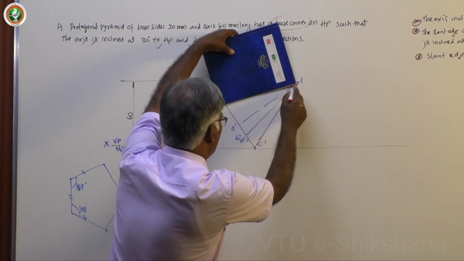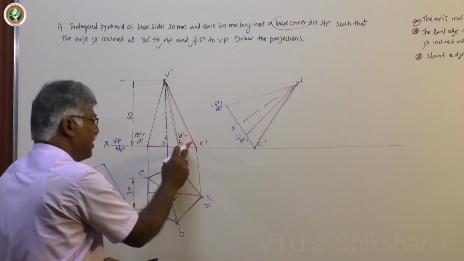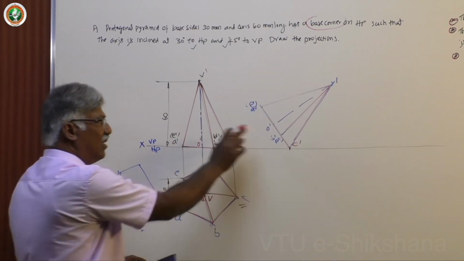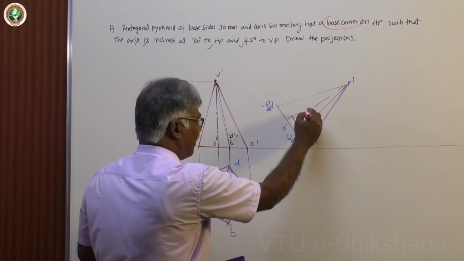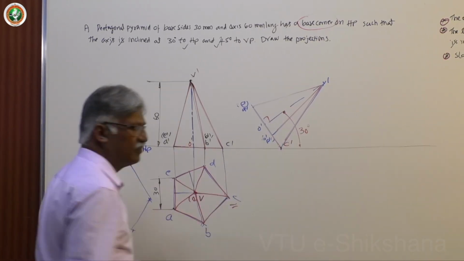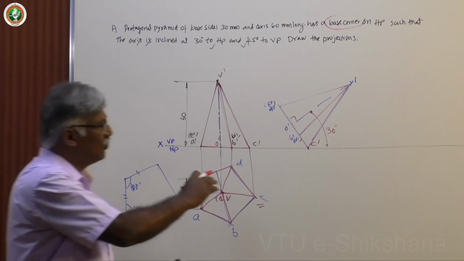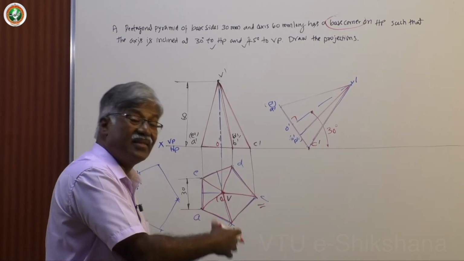Check twice whether order is maintained. CBD, yes, then O, then comes AE. So, then only this becomes perfect. Then this is 60, definitely this gets you 30 degree. So, after you clarify this condition, then go ahead with the second figure top view.